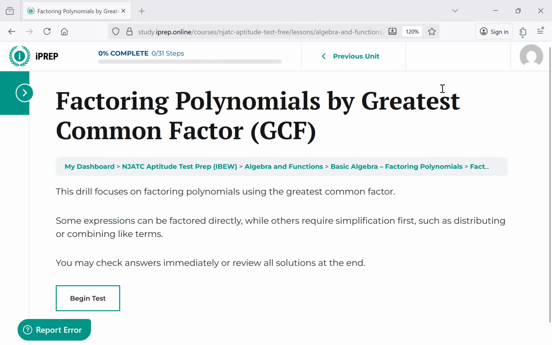Hello. In this video, I will do an IBEW introductory test regarding factoring polynomials by factoring out GCF. We're going to factor polynomials, and one of the techniques is factoring out a greatest common factor. I've seen this part on the exam, so this will definitely be on the exam. So let's begin.